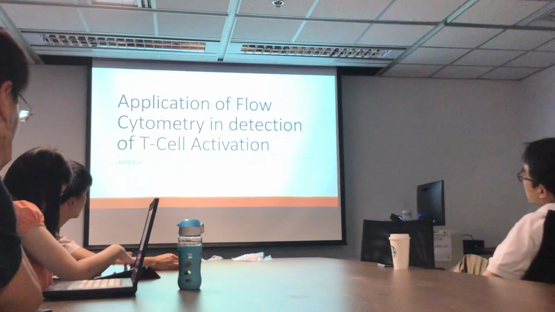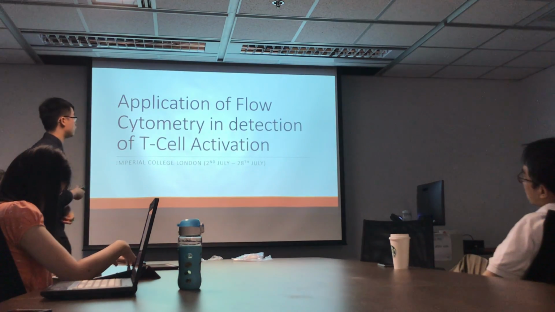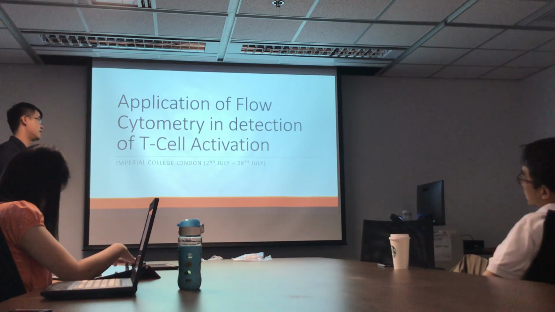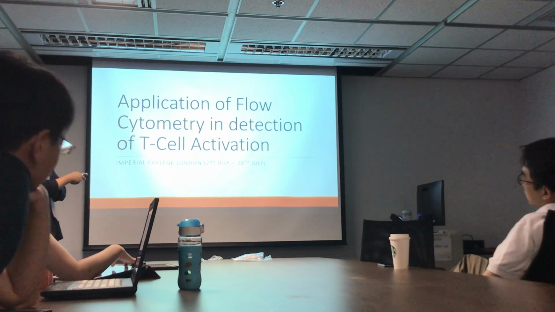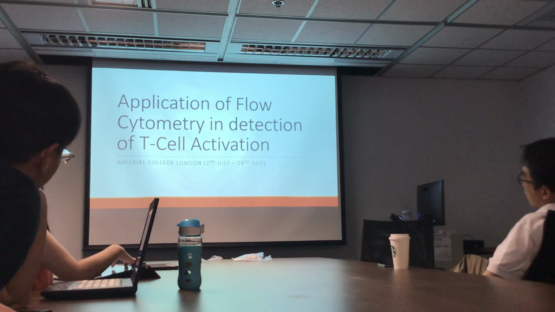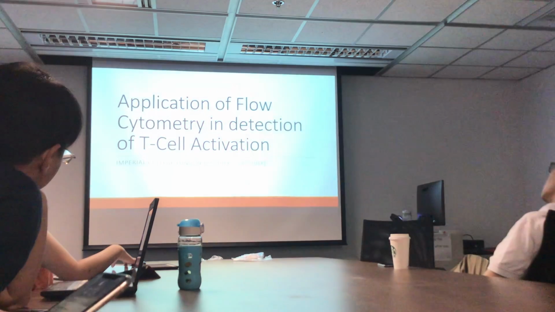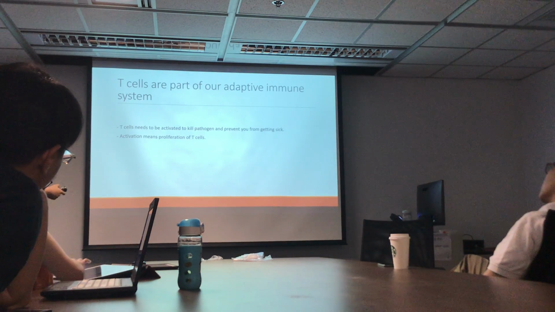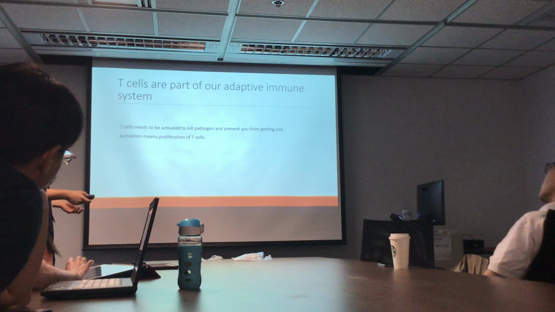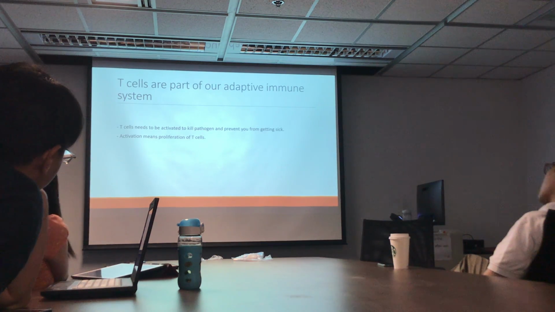Okay, so moving on, I'll dedicate this part to the main research project that I did at Imperial College London last month, actually, during my summer course. So we used flow cytometry to detect different factors that can activate the T cells. You don't have to know much about T cells. You only need to know that they are part of our adaptive immune system, and that T cells need to be activated to kill pathogens and prevent us from getting sick.